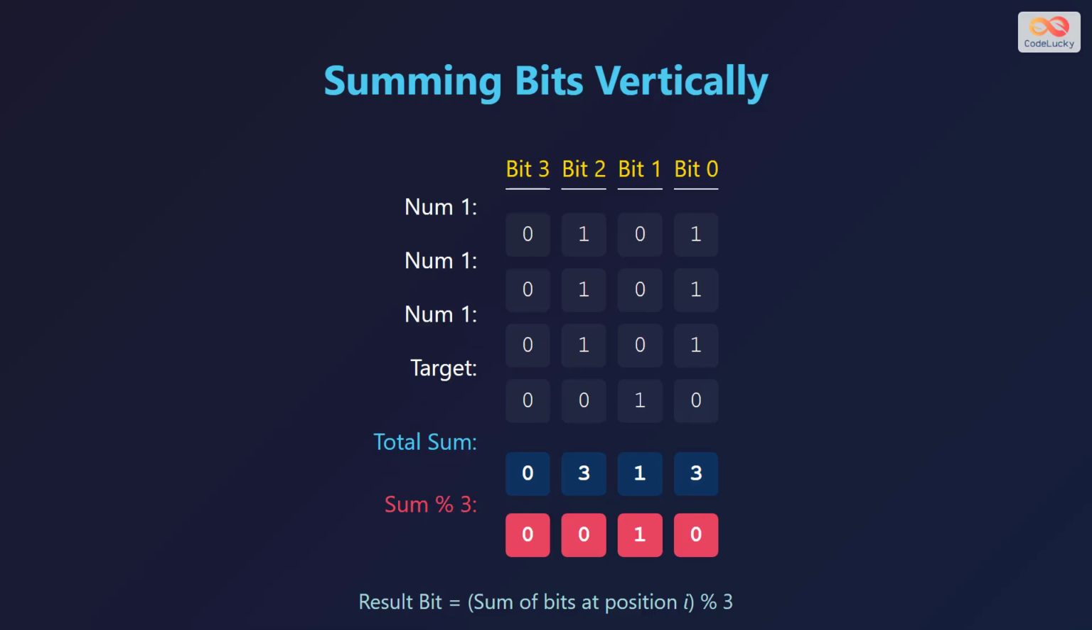Let's visualize this by summing the bits vertically. Imagine we have 3 numbers that are the same and one that is different. If we sum the bits at each position, the result will be divisible by 3 if the single number has a 0 at that position. If the sum is not divisible by 3, it means the single number contributes a 1 at that specific bit.